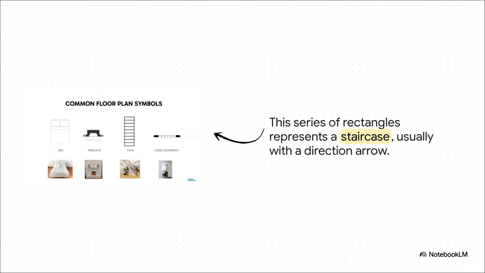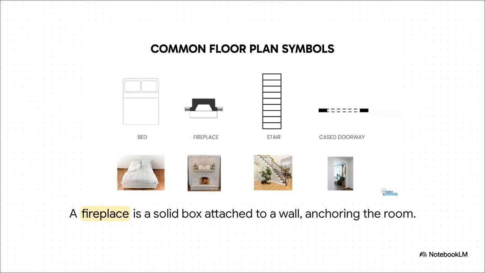This one? You can't miss it. A series of parallel rectangles is always going to be a staircase. And you'll almost always see an arrow with the word up or down. That's your guide, showing you which way you're headed from that particular floor. And here we have the symbol for a fireplace. It's usually a solid box attached to a wall, sometimes with a little shape inside for the hearth. This isn't just a symbol, it's an anchor that often defines the main gathering spot in a room.